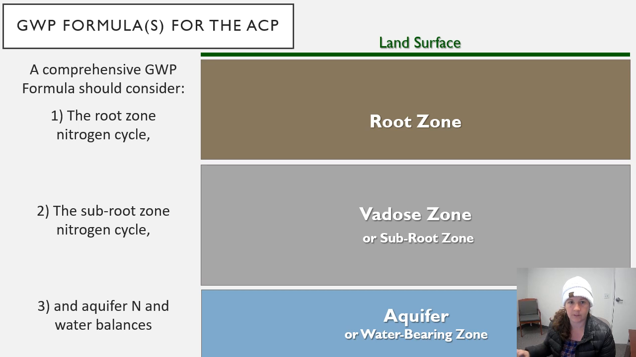Diving into the root zone considerations, well, actually backing up one step, just in general, a comprehensive, aka complete, groundwater protection formula should consider our whole system here. It should consider the root zone nitrogen cycle, the subroot zone nitrogen cycle, and aquifer nitrogen and water balances. Some of these things obviously are harder to put numbers to than others, but at least conceptually we want our framework to be comprehensive.